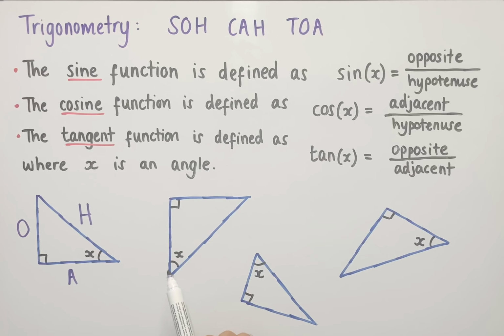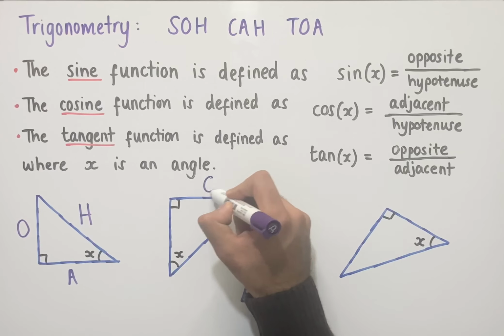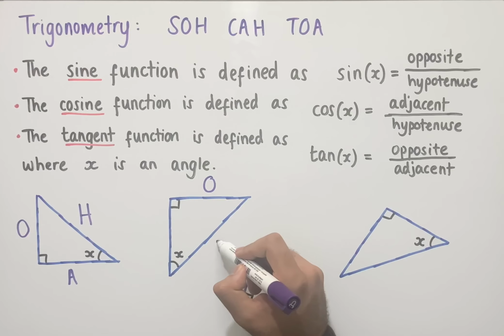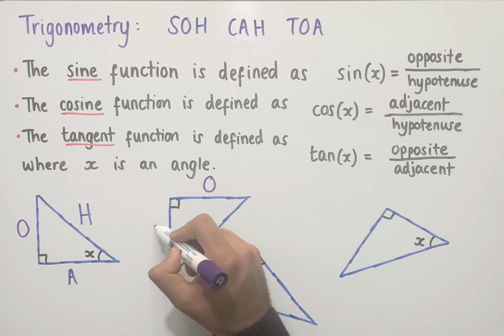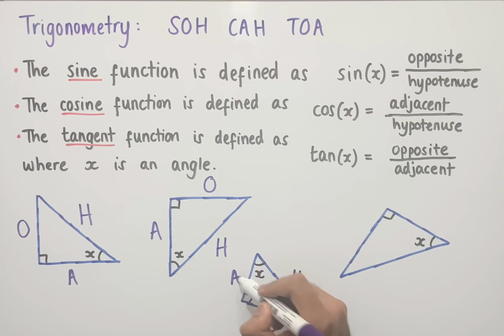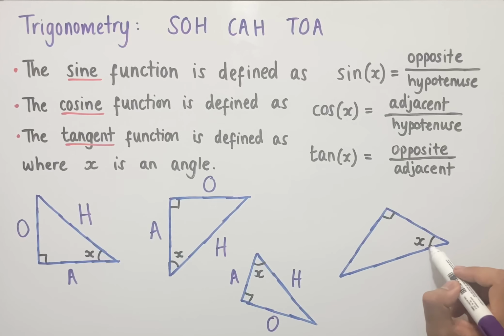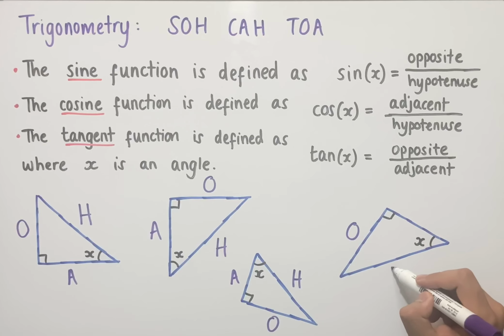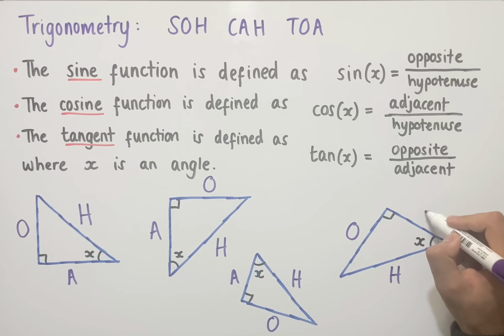Similarly, we can label each of the sides of the remaining triangles as the opposite, hypotenuse and adjacent in relation to the angle x. So in this triangle, the opposite side is this side here. We label it as O. The hypotenuse is this side, and the adjacent side is the side that's left over. In this triangle, the opposite side is O here. The hypotenuse is this side h, and the adjacent is this side here. And then finally, in this triangle, the opposite side here is O. The hypotenuse is the side opposite the right angle, so we can label it as h, and the adjacent side is the side that's left over.